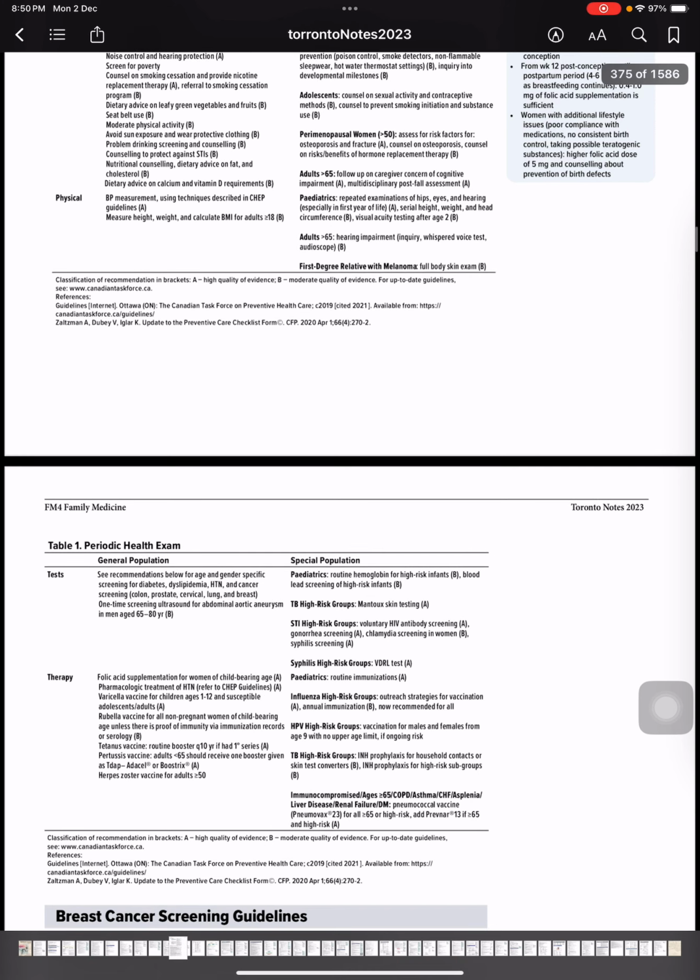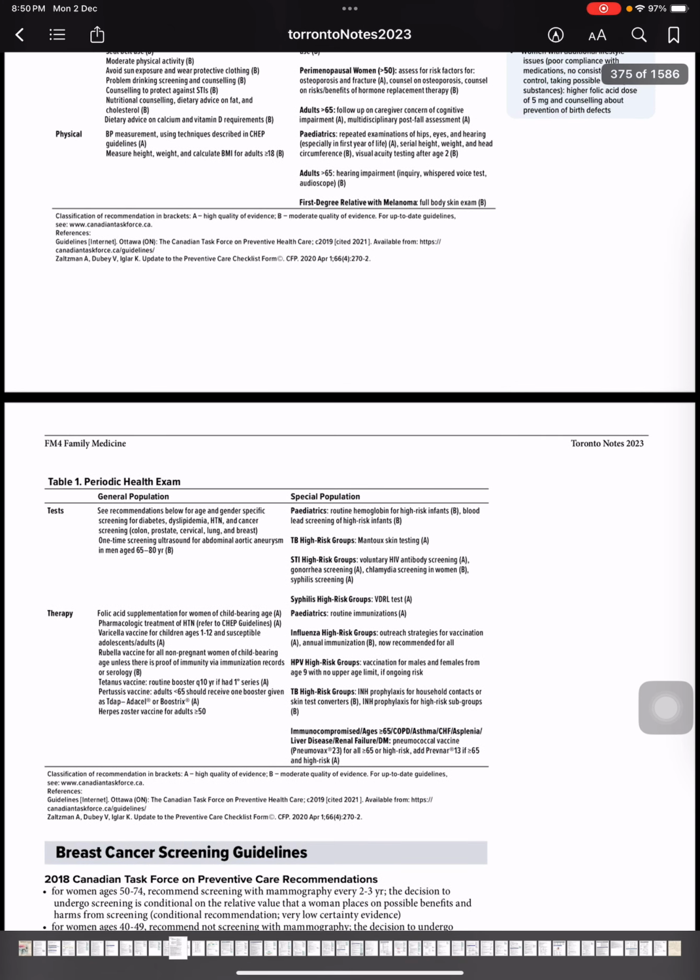Now moving on to the test. What test do you recommend? See recommendations below for age and gender specific screening for diabetes, dyslipidemia. So we'll specifically do it separately in family medicine. So I'll go through those as well.